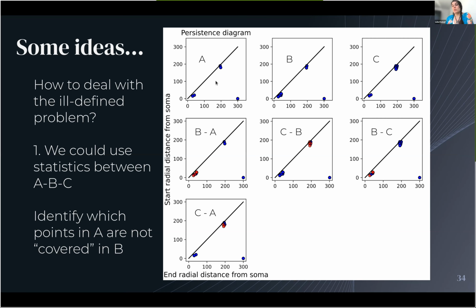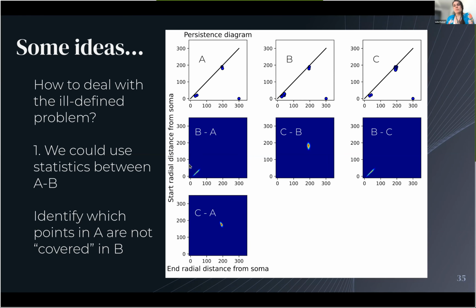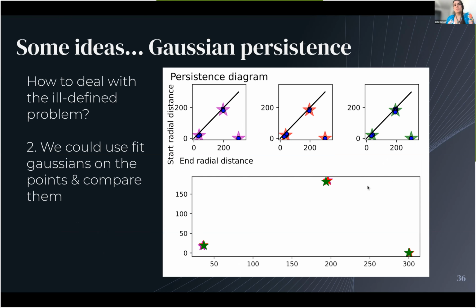So if we take B and we do this process with comparison to A, we found out that there are points close to the zero, so close to the soma, that are not present in A. Similarly, if we take C and we subtract A, we found points that are further away from the soma and they're not present in A. And a similar difference between B and C. So if we now go and create the persistence diagrams of the differences between the persistence diagrams A, B, C, we see that we identify the differences between them very well. So we can capture these differences.